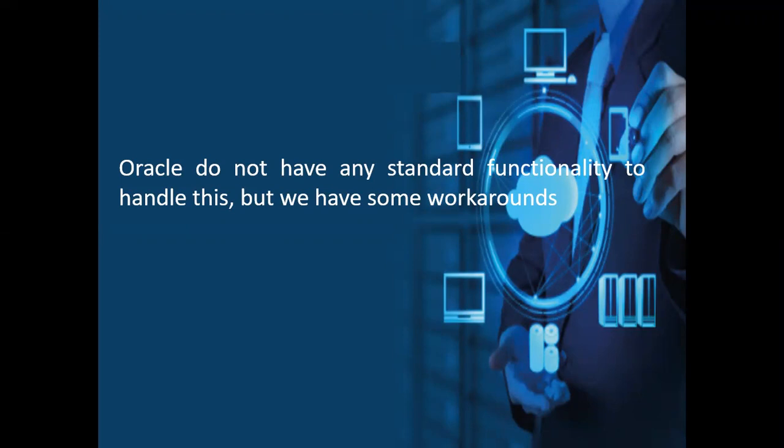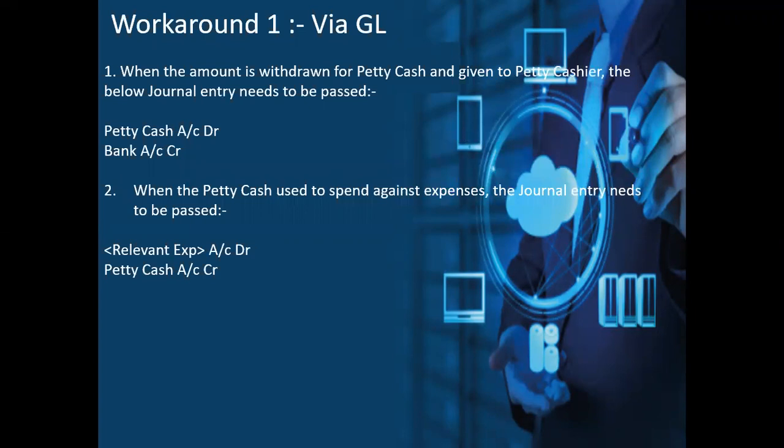First, we'll talk about workaround one, wherein you pass the manual journal entry directly in GL. The first journal entry would be whenever cash is withdrawn from the bank account and given to the petty cashier: you pass the journal entry, petty cash account debit, bank account credit. So no AP or cash management or AR, any module is involved. Just pass a journal entry, crediting your bank account and debiting your petty cash account.